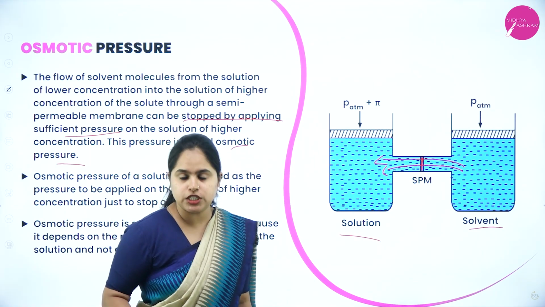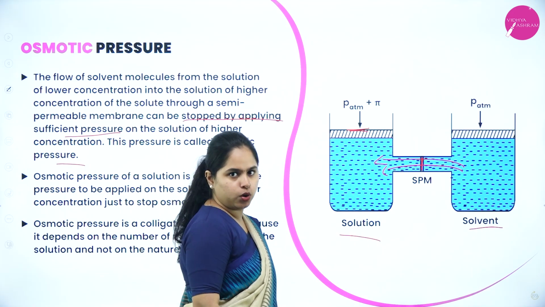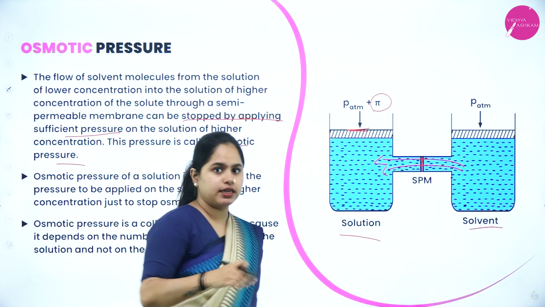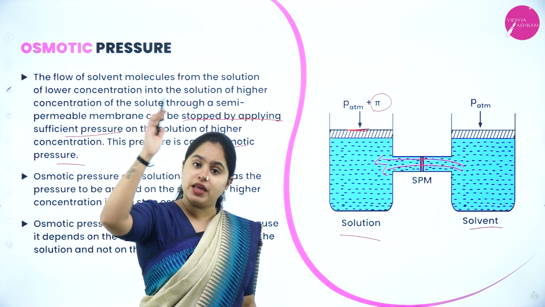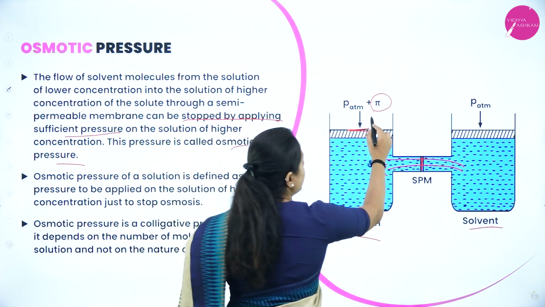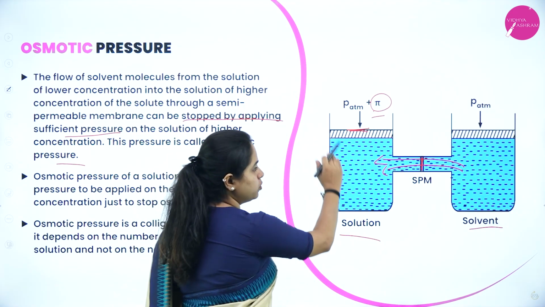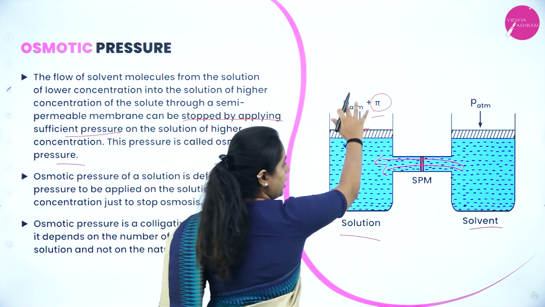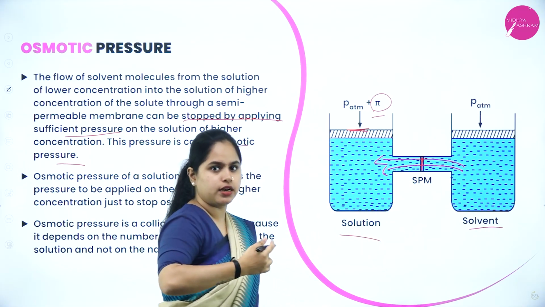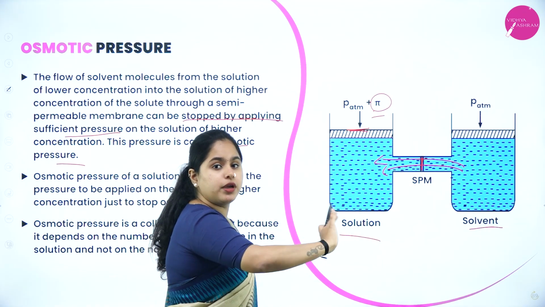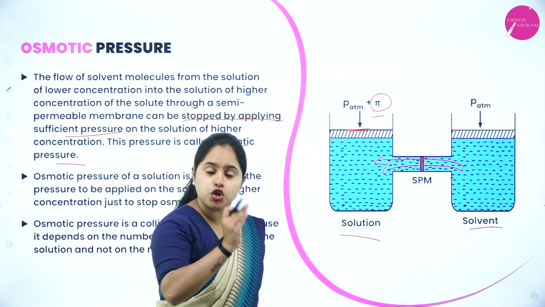Now about osmotic pressure. That is the pressure that we apply on the solution side. This pi that is shown here is the osmotic pressure. So apart from the atmospheric pressure, we are applying an external pressure which is called the osmotic pressure. If we apply this pressure on the solution side, what happens? The solvent particles are moving from the solvent to the solution side. So when we are applying the pressure, we are stopping the flow of solvent particles from the solvent to the solution side.